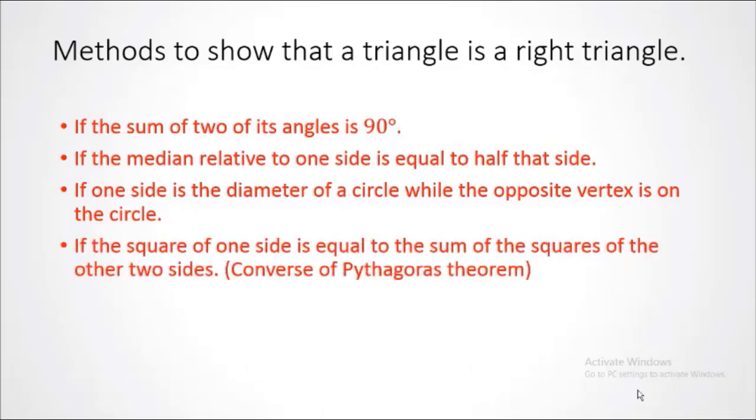If the square of one side is equal to the sum of the squares of the other two sides. This is Pythagoras Theorem. If Pythagoras Theorem is applied and verified, then the triangle is said to be a right triangle.